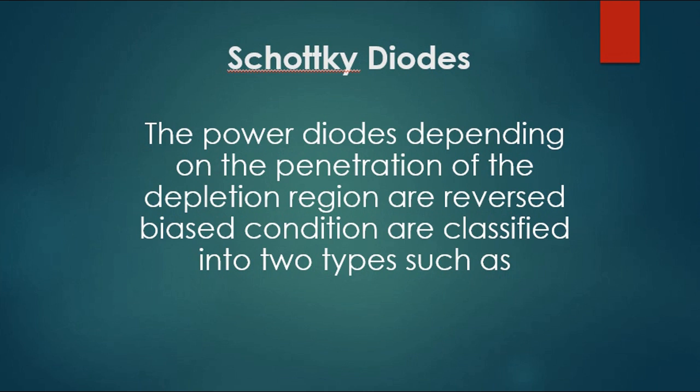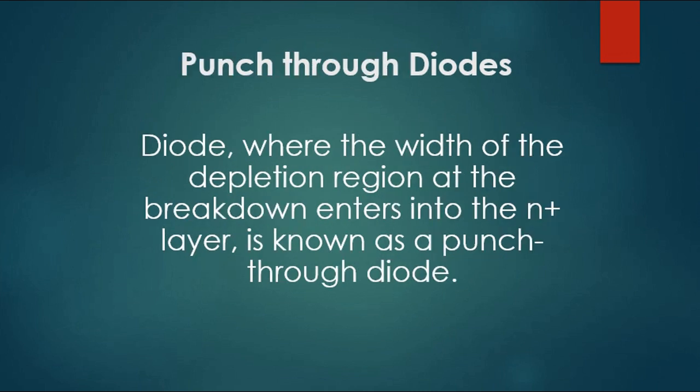So in this Schottky diode, it simply means that before we can classify it, there must be a condition attached to it. It is based on penetration of the depletion region under reverse bias condition, and it is classified into two. Let's look at the two first. The one is the punch through diode.